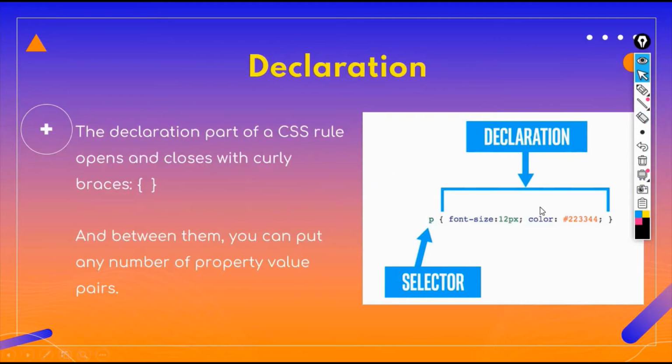And here, the declaration part of a CSS rule opens and closes with curly braces, just like this. Between them, you can put any number of property value pairs. So this is the whole declaration for this CSS rule.